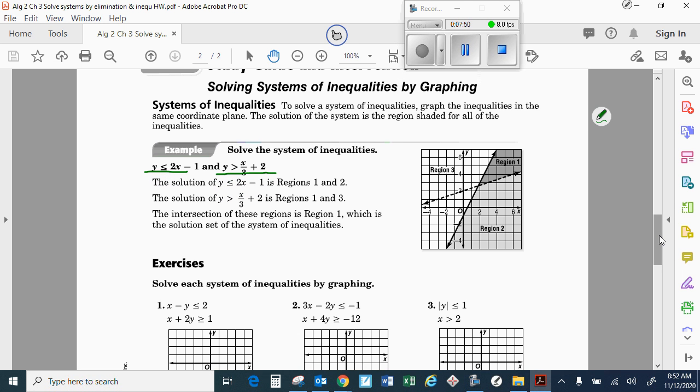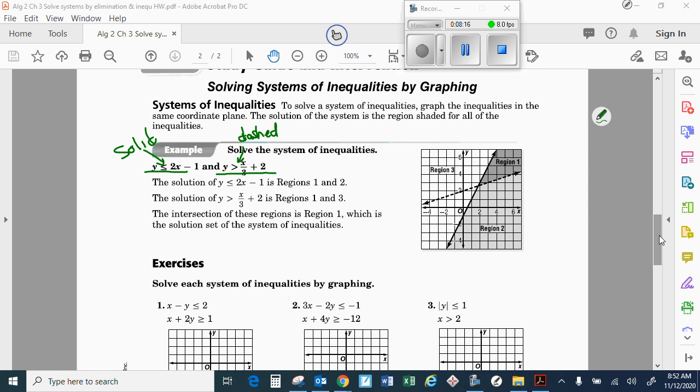Graph the 2 lines. Notice that's an equal sign there, so that's solid. That's not an equal sign, so that's dashed. So write those in there so you don't forget. Grab 1 solid line, 1 dashed line, as you see over here. 2x minus 1, the y-intercept is negative 1, go up 2, right 1, up 2, right 1. There's that line, and that was the solid one.